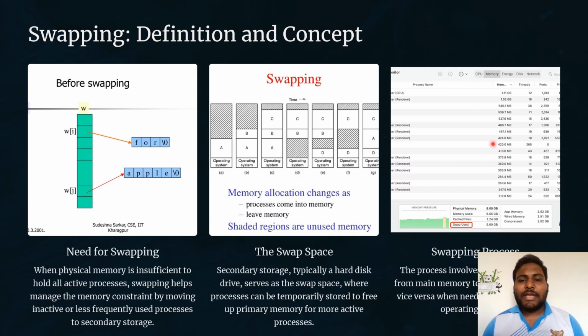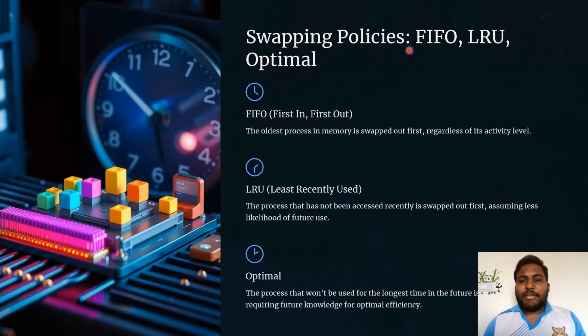The swapping process can be seen in the memory monitor of the Task Manager, where we can see the memory used for swapping, which is 5 GB on this particular computer. Moving further, swapping policies: FIFO, LRU, optimal.